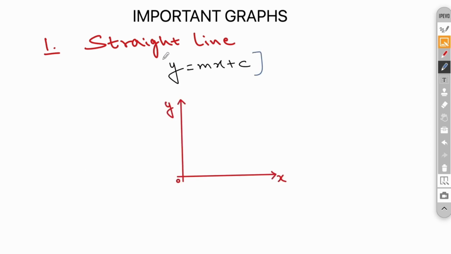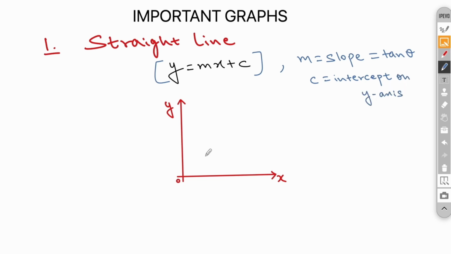We'll draw x and y axis here. Also, in this equation y is equal to mx plus c, m stands for slope, which is equal to tan theta. We'll discuss what theta is in a little while. Also c is the intercept of the line on the y-axis. Now we'll draw how the graph will look.